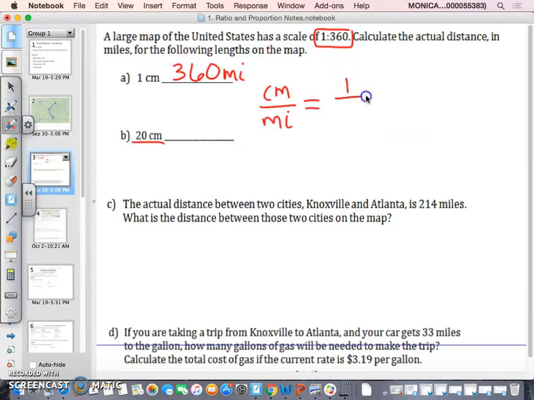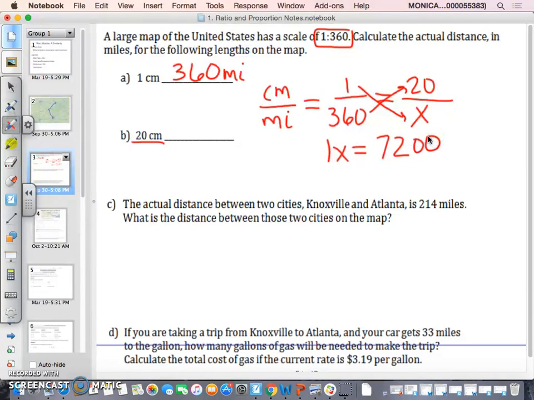So I know from the scale that 1 centimeter is 360 miles. And now I want to know how much 20 centimeters is, so I'm going to fill that in with an X right there and solve it. What you do when you solve a ratio is you do cross products. I multiply these numbers together and these numbers together, and I get 1x is equal to 7,200 miles. So if I went 20 centimeters on my map, I'm actually going 7,200 miles.